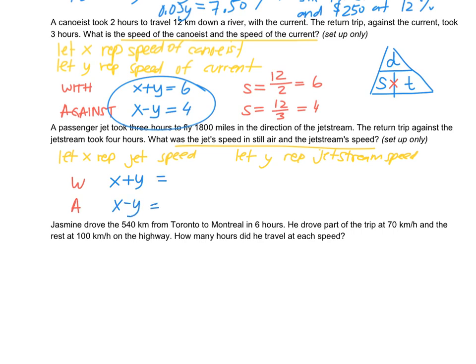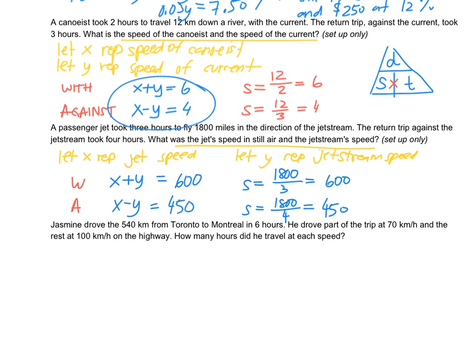Okay, so for my with, the speed is going to be the distance, which is 1,800, divided by 3. So that's 600 miles per hour. And this speed will be larger than the other one. For the other one, we're going to take the same distance and we're going to divide it by 4 because it took 4 hours, and we get 450.